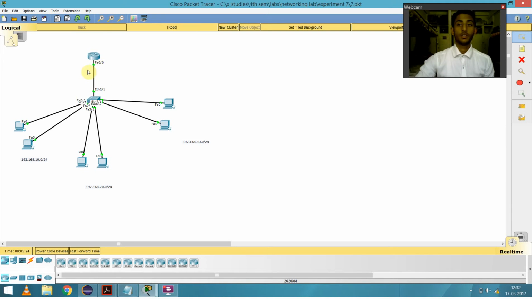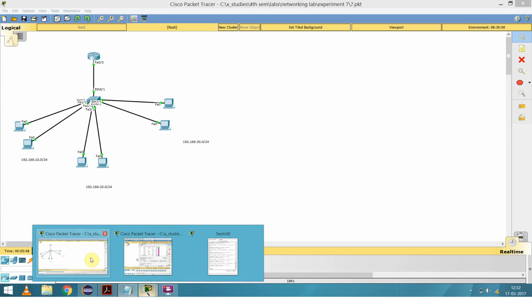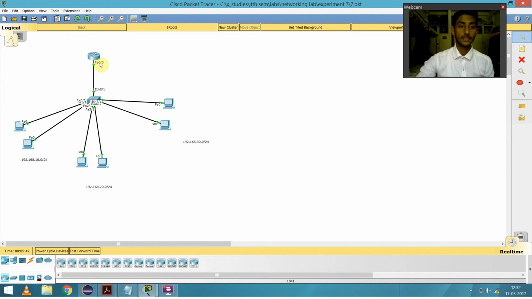It is the router. Now in this case, whenever we do inter VLAN configuration, we have to involve our router as well, because the switch cannot filter the packets that way. So we have to configure our router. For that we have the following commands. We have to enter into the interface, with the different VLAN's address. So this is the interface, and we will enter into the .10 interface of this network.